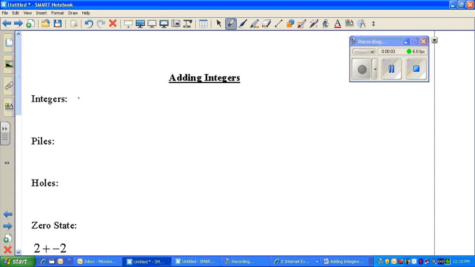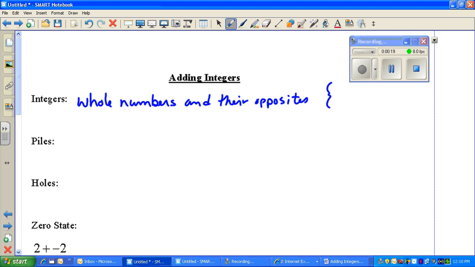Integers are what we call whole numbers and their opposites. Now we couldn't write all of them down because there would be too many. So we use this little idea of a set bracket. 3 dots say we're going to extend to the left all the way to -1. We're going to include 0. We're going to go to 1. And then these 3 dots say we're going to extend all the way to our right.